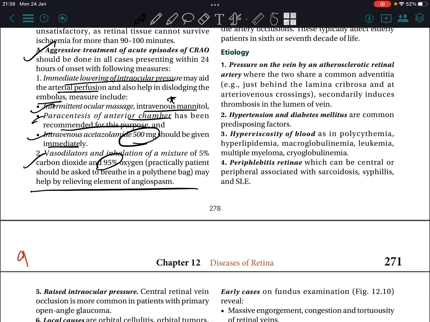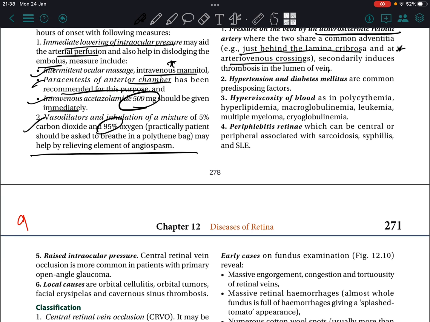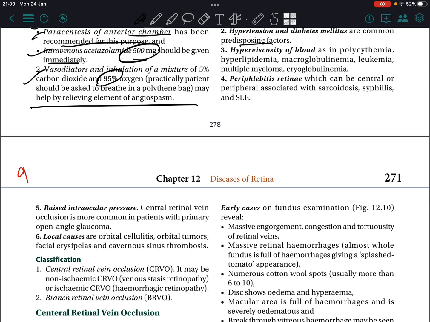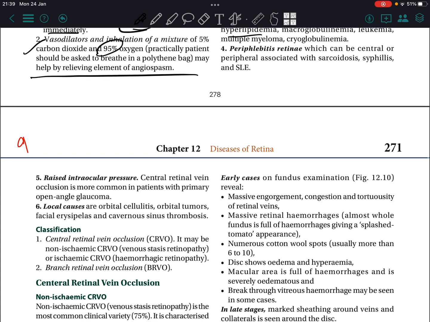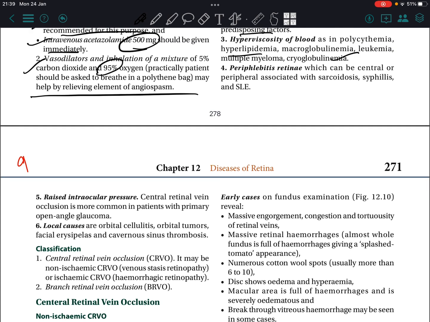Retinal vein occlusion etiology: pressure of the vein by an atherosclerotic retinal artery, where the two share a common adventitia, just behind the lamina cribrosa at the arteriovenous crossing. Secondarily induced thrombosis in the lumen of the vein. Hypertension and diabetes mellitus are common predisposing factors. Hyperviscosity of blood, as in polycythemia, hyperlipidemia, macroglobulinemia, leukemia, multiple myeloma, etc.